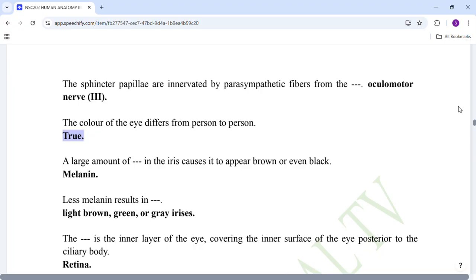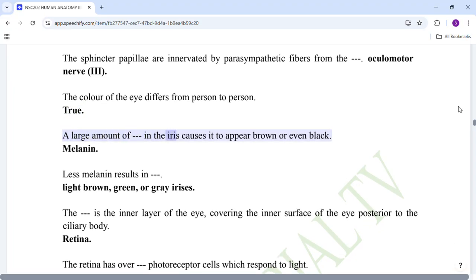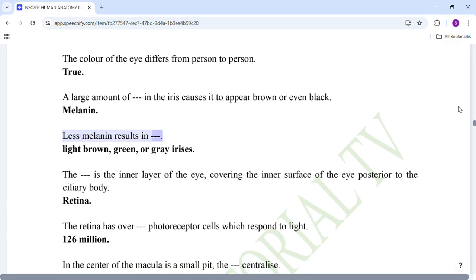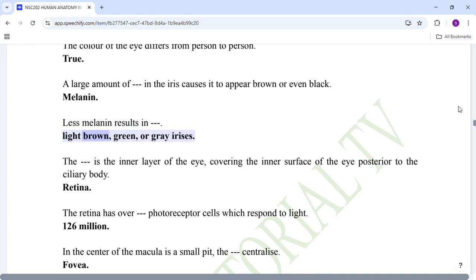True. A large amount of melanin in the iris causes it to appear brown or even black. Less melanin results in light brown, green, or gray irises.